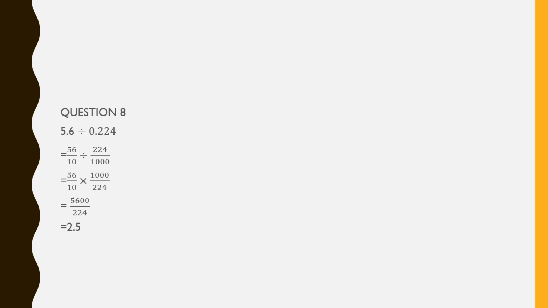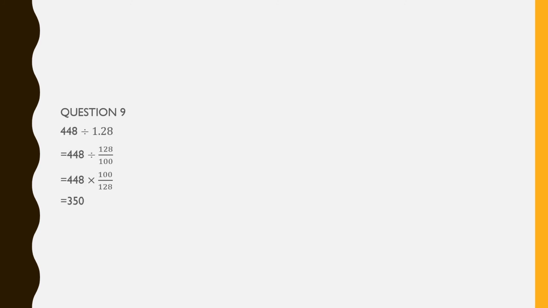which is equals to 56 by 10 divided by 224 by 1000. Solving it further, we will change division into multiplication, which will reciprocate the second fraction. So we get 56 by 10 into 1000 by 224 as the new equation. Further solving, we get 5600 by 224. Solving it, we get 25 as the answer.